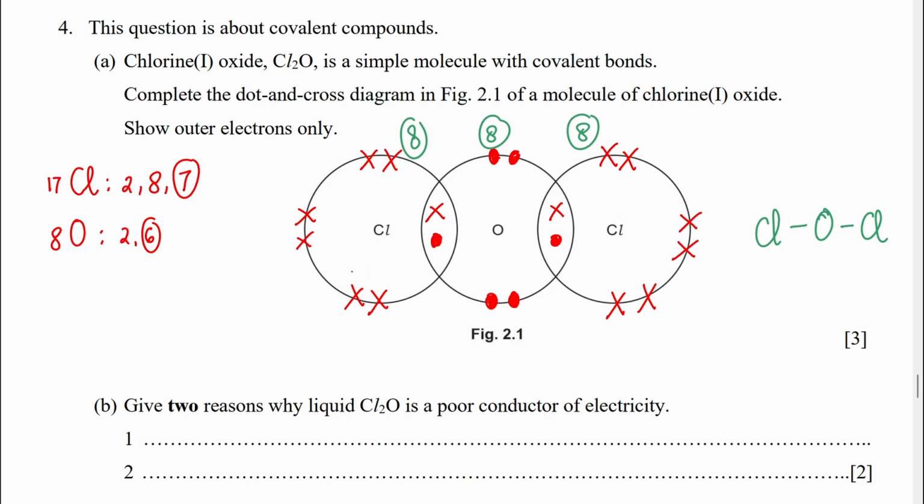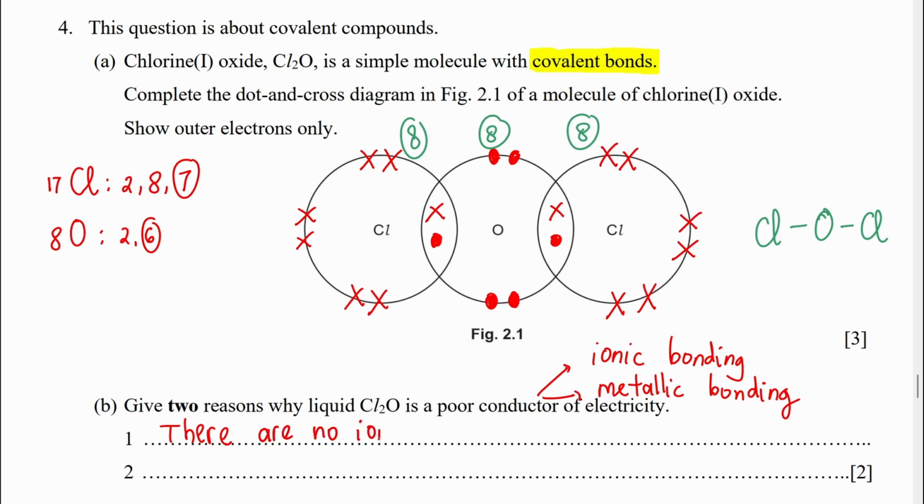Next, give 2 reasons why liquid Cl2O is a poor conductor of electricity. You have to know that to conduct electricity, it should be ionic bonding, and the second one, it should be metallic bonding. And if you see in this question, Cl2O is a simple molecule with covalent bonds, right? So that's why it cannot conduct electricity. Ionic bonding means it contains ions, right? Covalent bonds are sharing together, so it does not contain ions. So you can say in here, there are no ions present to carry the charge, okay?